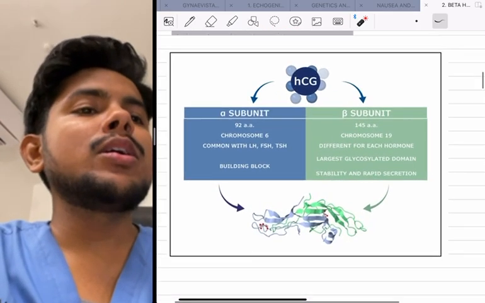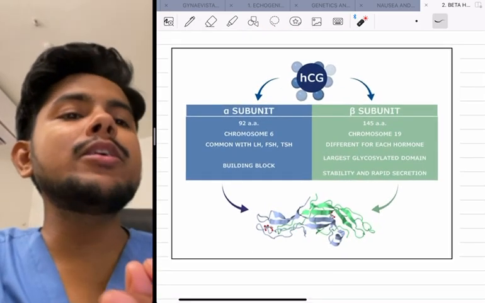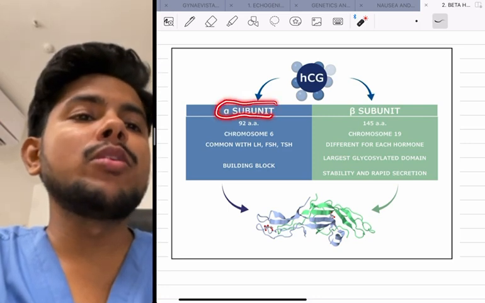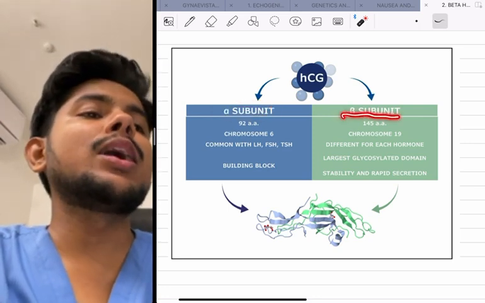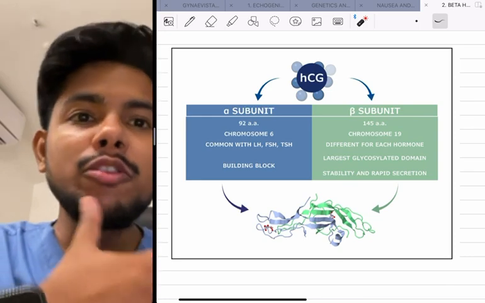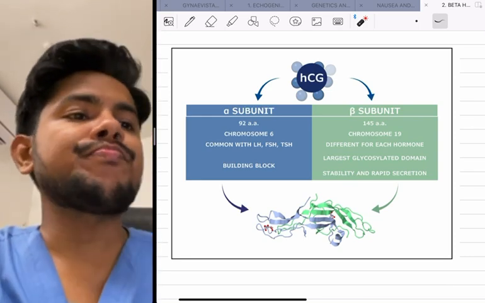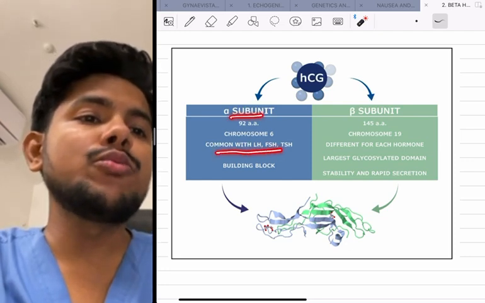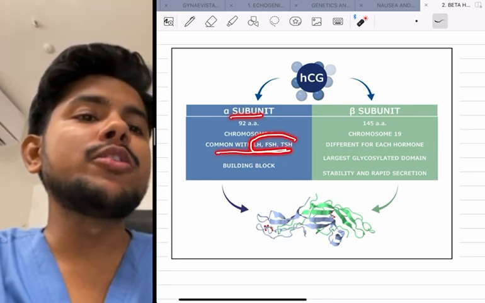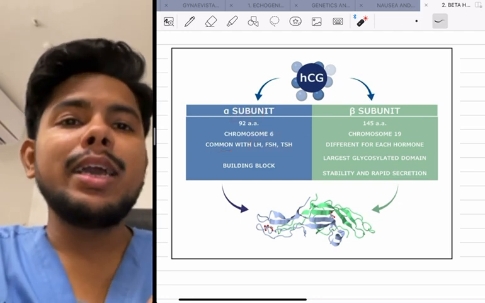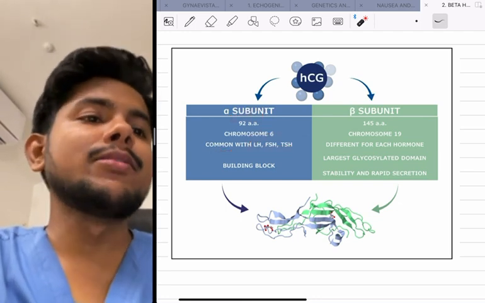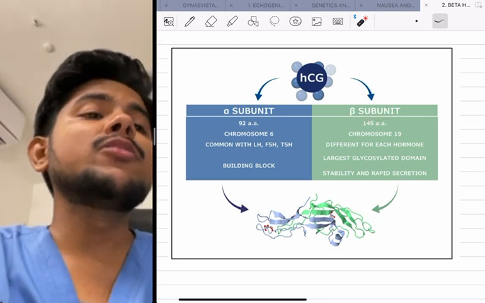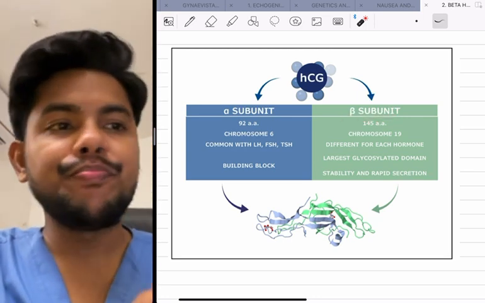So we have got a very high yield box over here. Now I already told you that the alpha subunit is a smaller subunit and the beta subunit is a larger subunit. B for beta subunit. The alpha subunit is non-specific. It has got similarity with 3 anterior pituitary hormones: FSH, LH, and TSH. On the contrary, the beta subunit is specific, and it is specific to pregnancy.